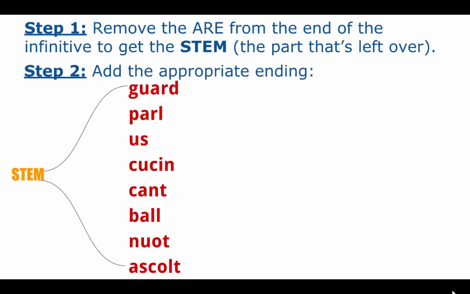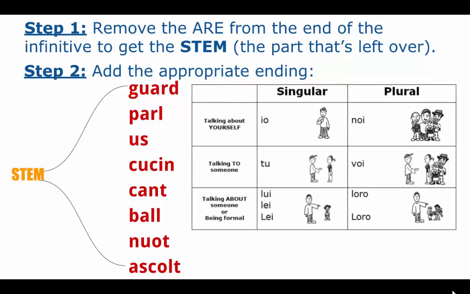The second step is to add the appropriate ending. So here's where it's really important to remember our subject pronouns, because your ending will change based on who you're talking about or who you're talking to. So for the io form, the ending is o, tu, i, lui, lei, a, noi, iamo, voi, ate, and loro, ano. These are our 6 endings: o, i, a, iamo, ate, and ano.